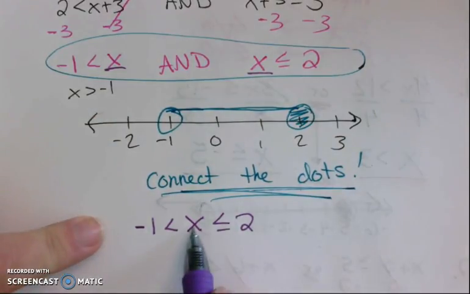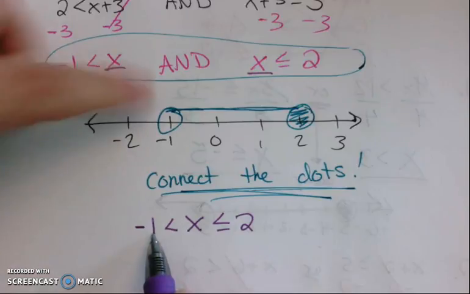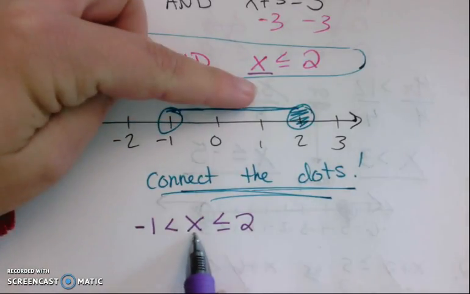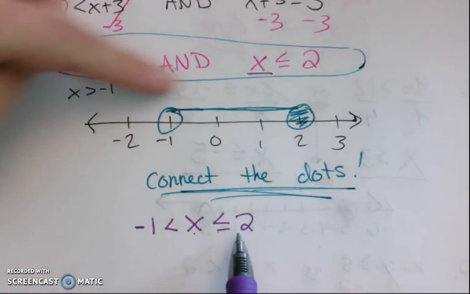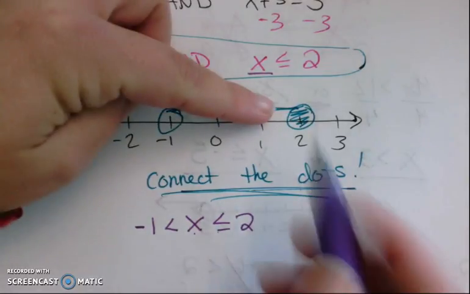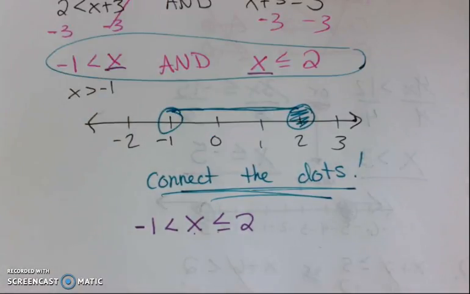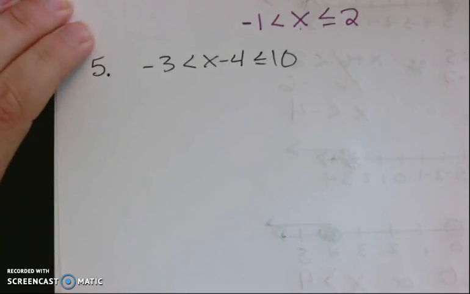So again, this says x is greater than -1, see it's greater than, and x is less than or equal to 2. So it's everything in between those, including the 2. So that's how your and inequalities are going to look. They're always going to be combined like that.